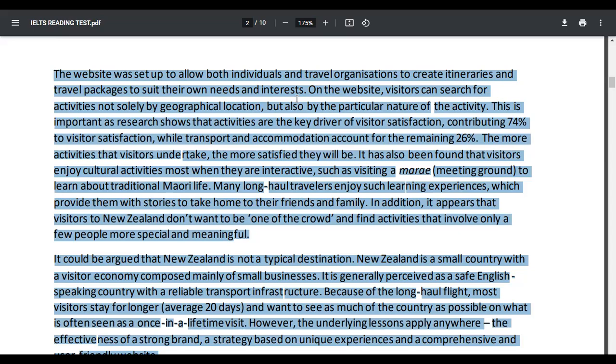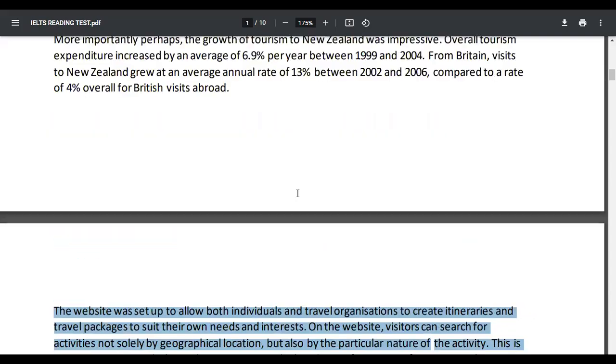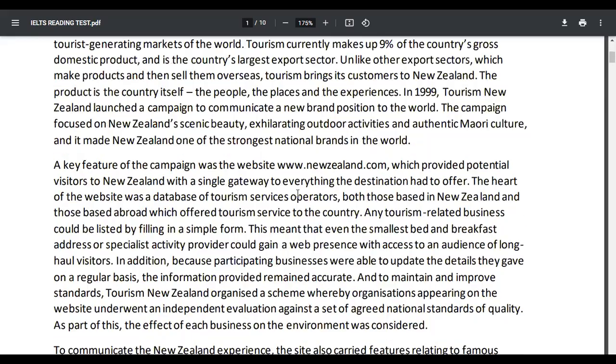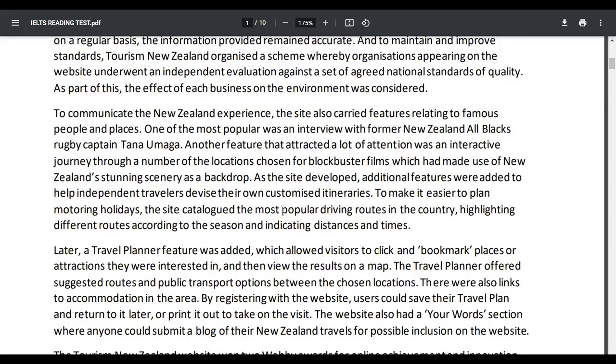Also, by the way, in paragraph 3, so it's not only in this sentence, I'm going to show you another hint. If we go to paragraph 3, which is here, it's stated starting from here: As the site developed, additional features were added to help independent travelers devise their own customized itineraries.